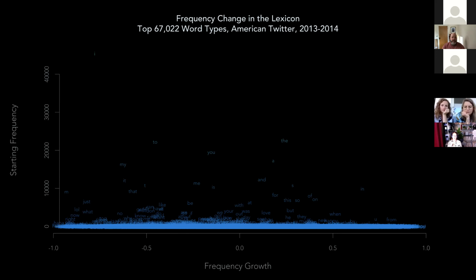And you can see, for example, that "I" is both very frequent and falling quite clearly, as we saw. "The" is the second most frequent, and "is" is kind of staying stable. For words that are very common and increasing in frequency, we see "in," "from," "on," "of," for example. So those prepositions.